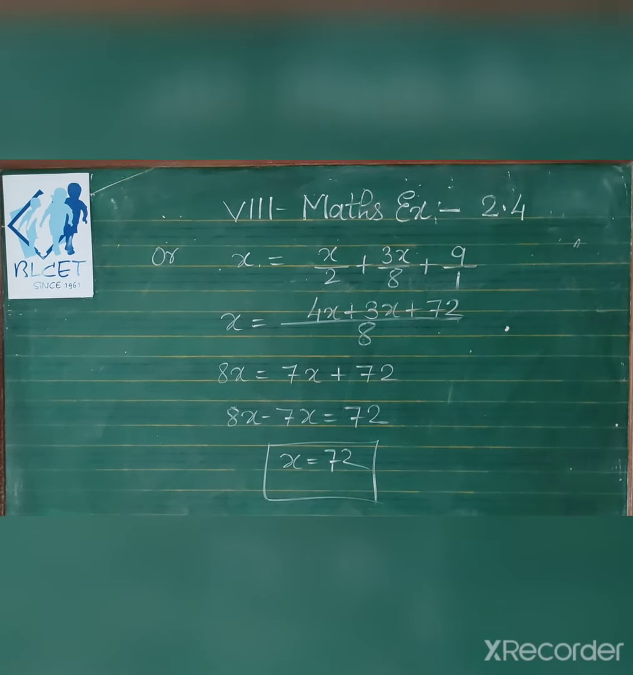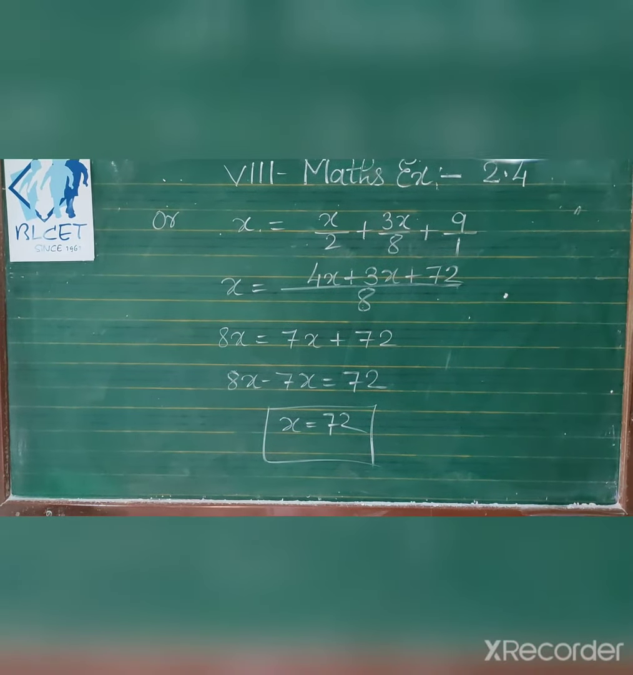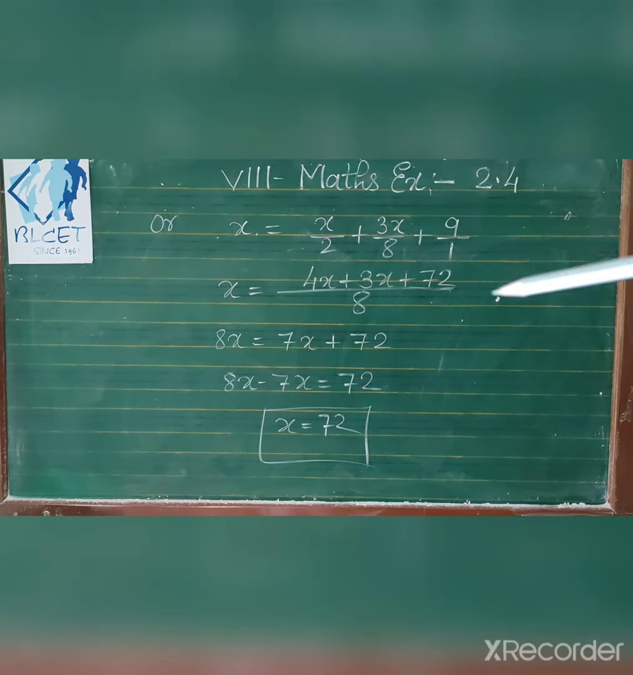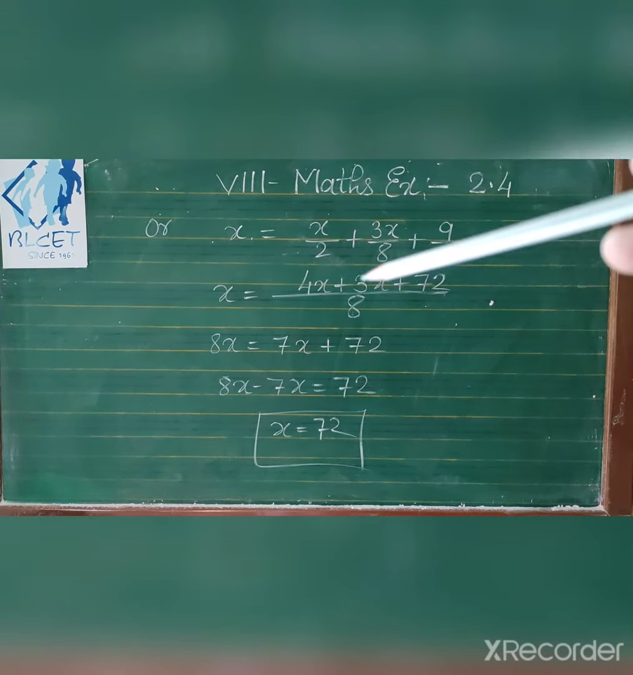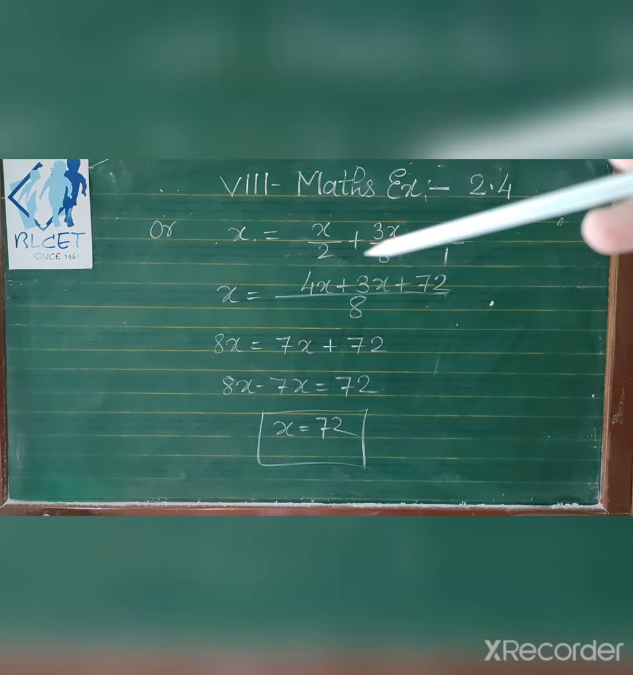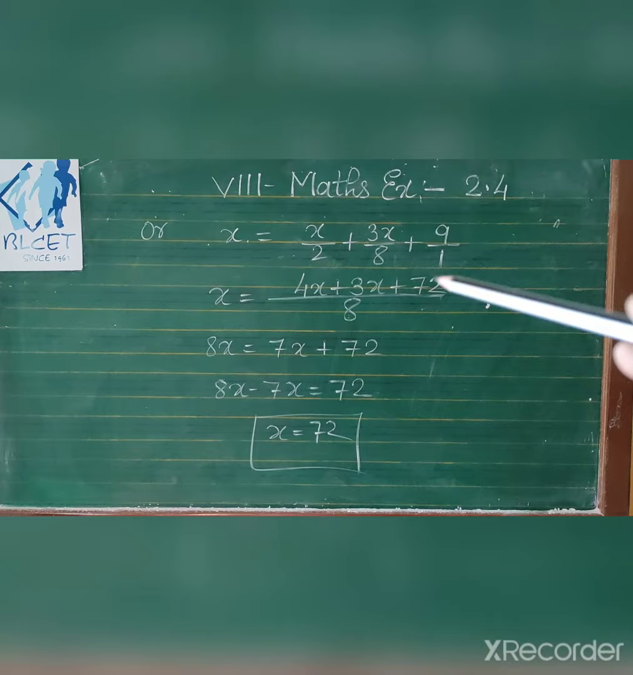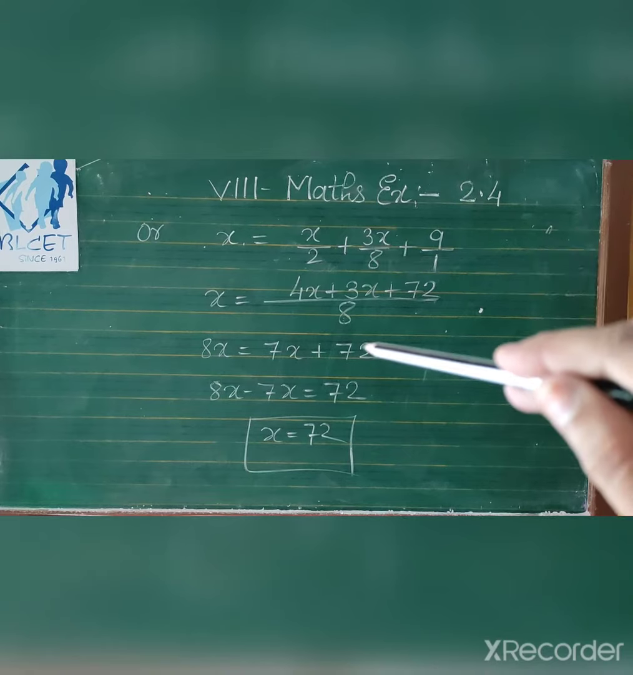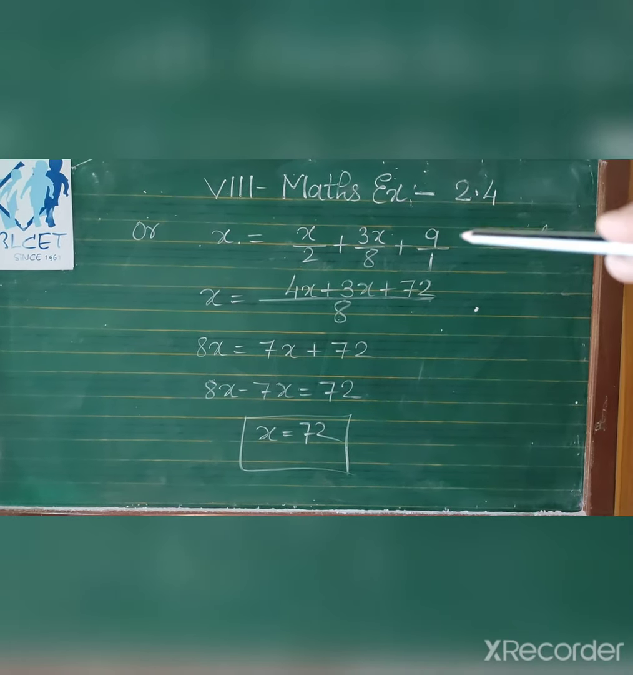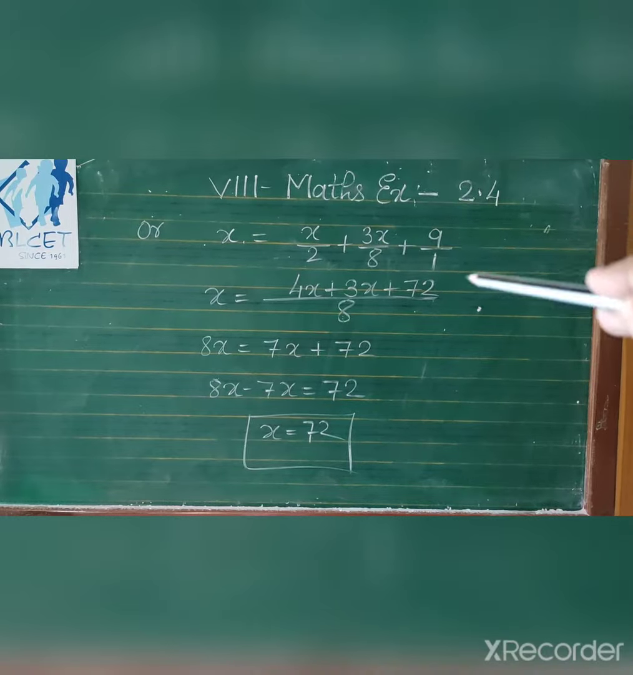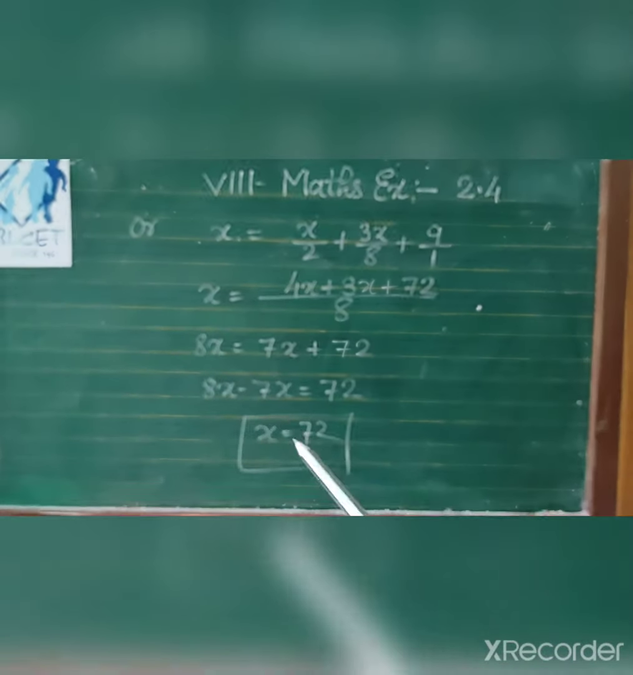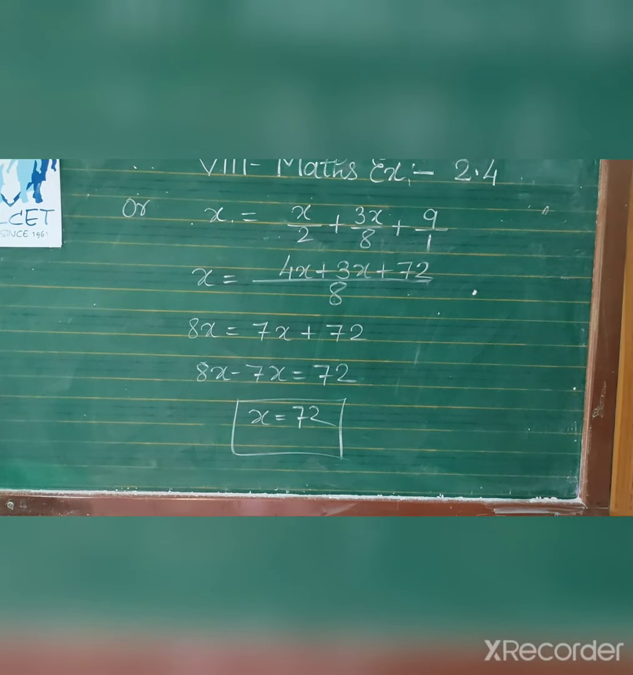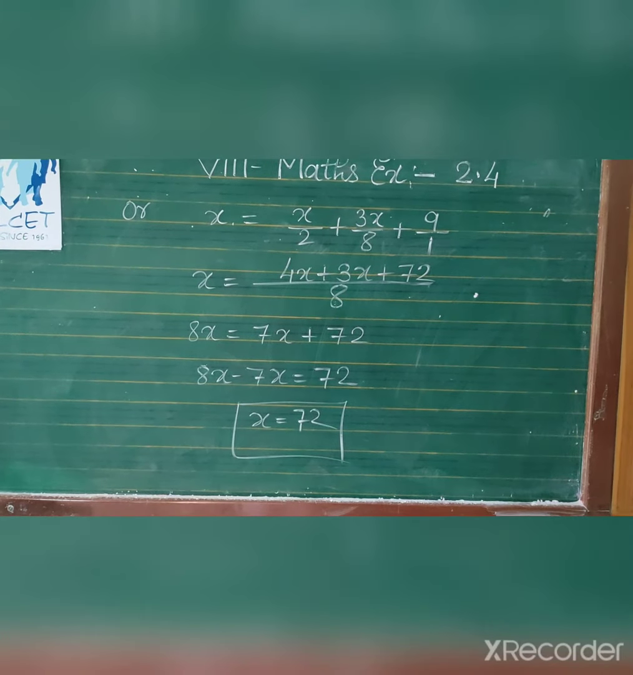Or we can write in this way also, x equal to x by 2 plus 3x upon 8 plus 9. 9 is written, so in the denominator we can put 1. Now take LCM. So 8 will be LCM. 8 you will divide by 2. So 2 4s are 8. 4 1s are 4, so 4x. 8 1s are 8, so 3x as it is. And directly 8 will be multiplied in 9. So 9 8s are 72. 4x plus 3x is 7x. So 8x minus 7x is equal to 72. So x equal to 72. So total number of deer is 72.